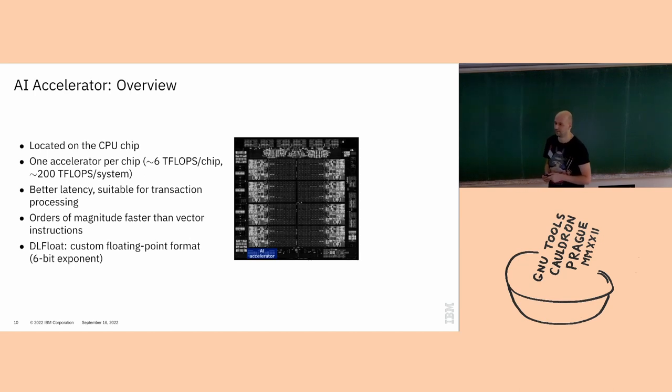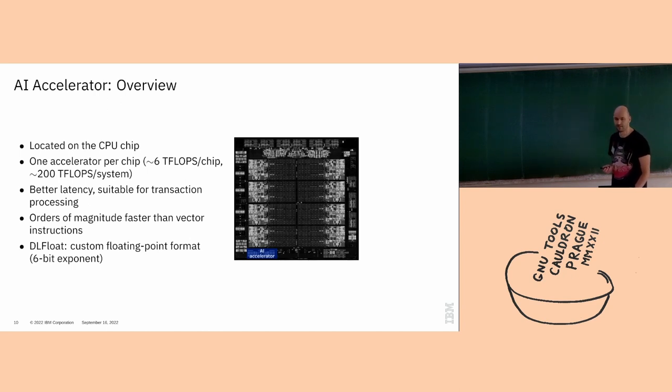Does the vector unit of the main CPU support half float format? No. Well, you now have the conversion instructions, but that's the only thing it can do with them. So what is the number of bits in the DL float format? 16. Okay. So for AI, you don't need too much precision, so that's why.